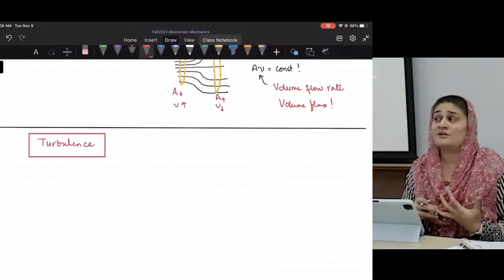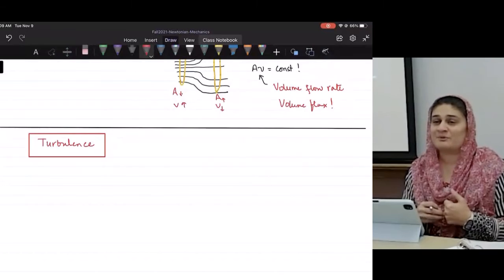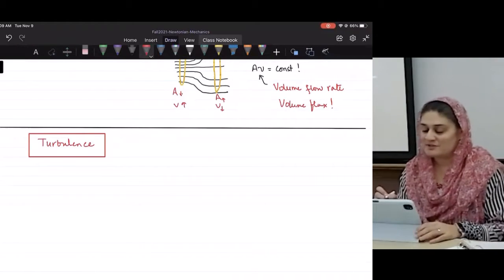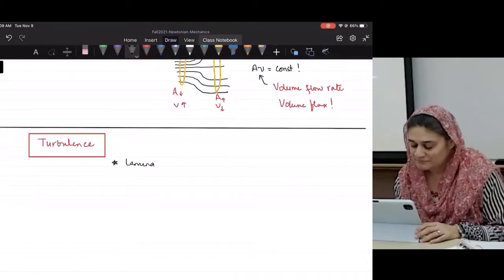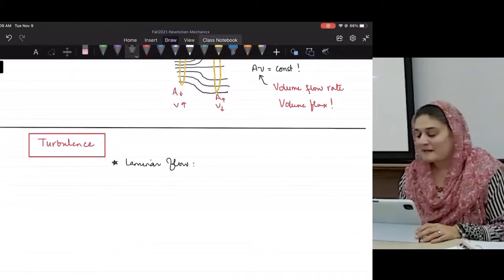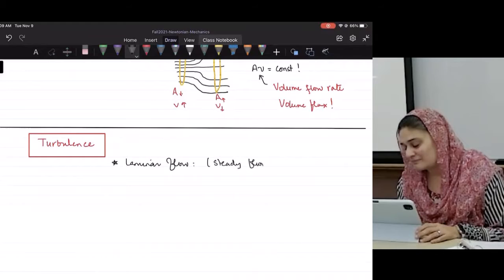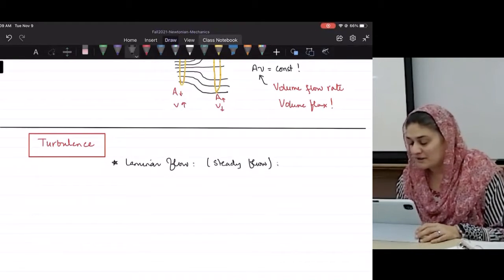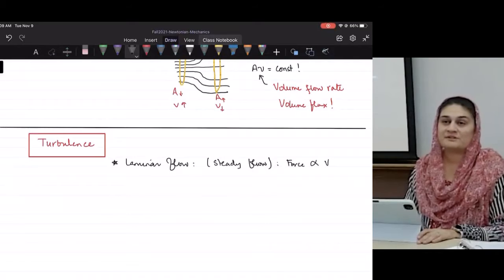So we talked about quadratic resistance versus regular resistance when we were talking about fluid resistances. So think about it this way. When you have a laminar flow, it is usually what we call a steady flow. And this is usually when force varies as v. Force is a function of velocity.